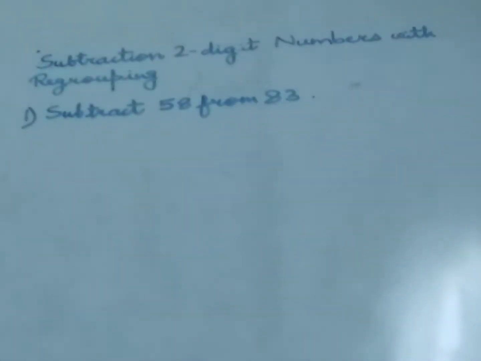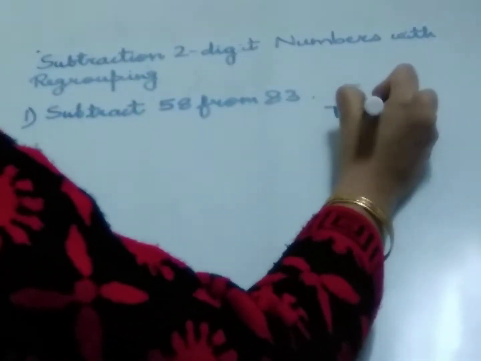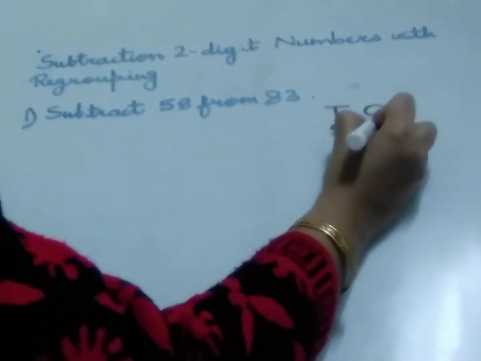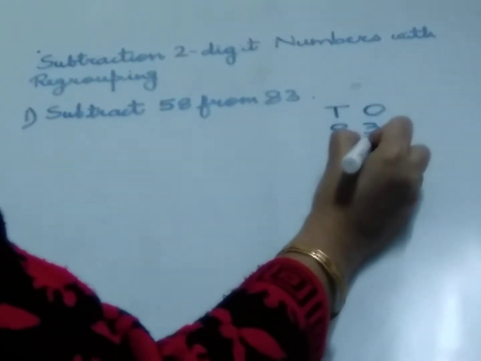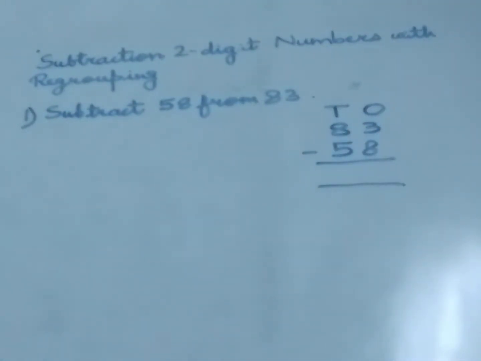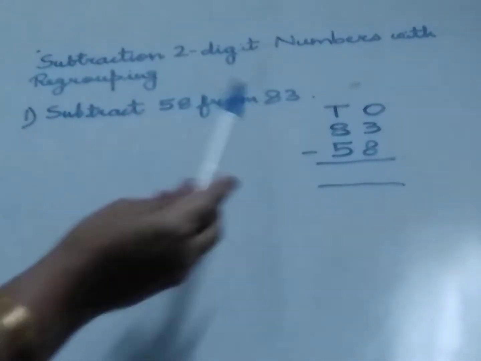So to do this, we have to arrange the given numbers in columns. So arrange them in columns: 83, 58. Now step 1 is subtract the ones first. Now we cannot subtract 8 from 3.